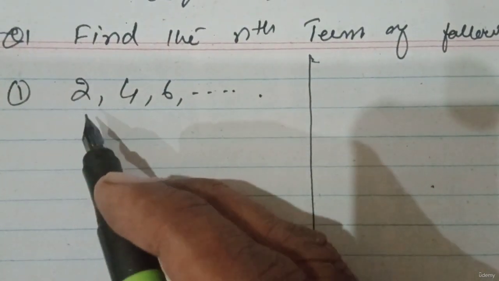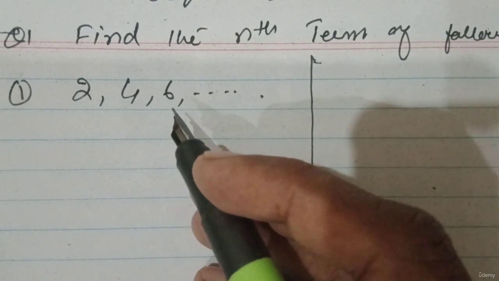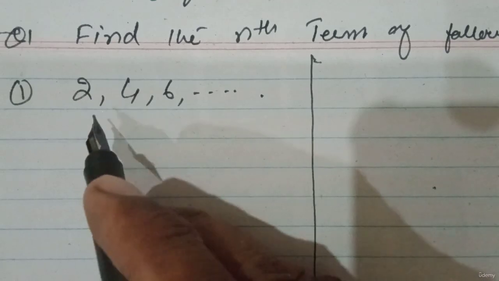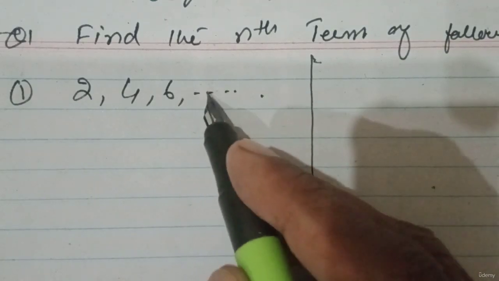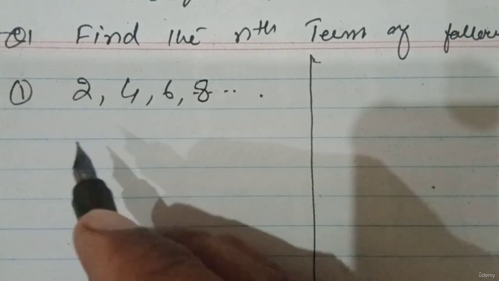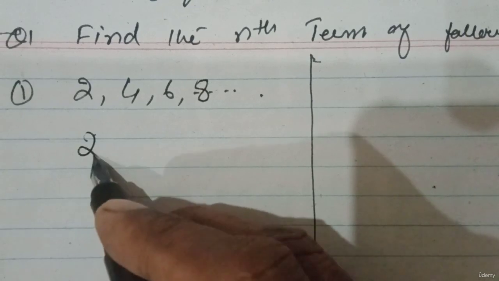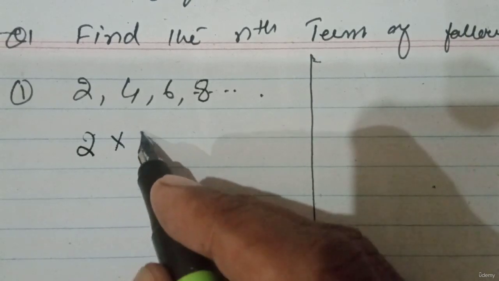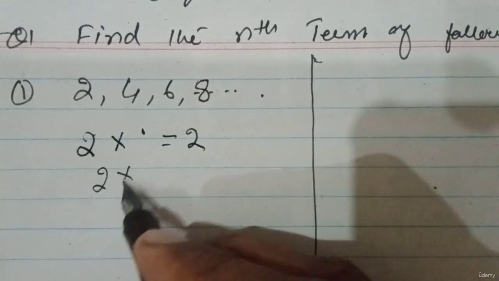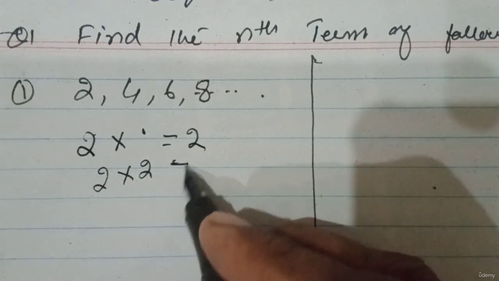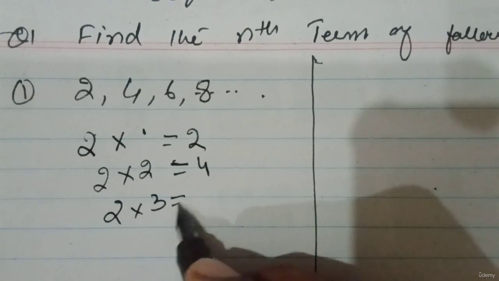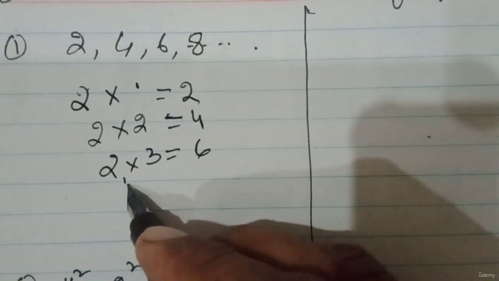Now you can see the first part, where you want to find the nth term and you don't know the type of sequence it is. You can see this is 2, 4, 6, and the next term will be 8. It means it is the table of 2. Now you can see the pattern: 2 multiplied by 1 gives 2, 2 multiplied by 2 gives 4, and then 2 multiplied by 3 gives 6, and so on.